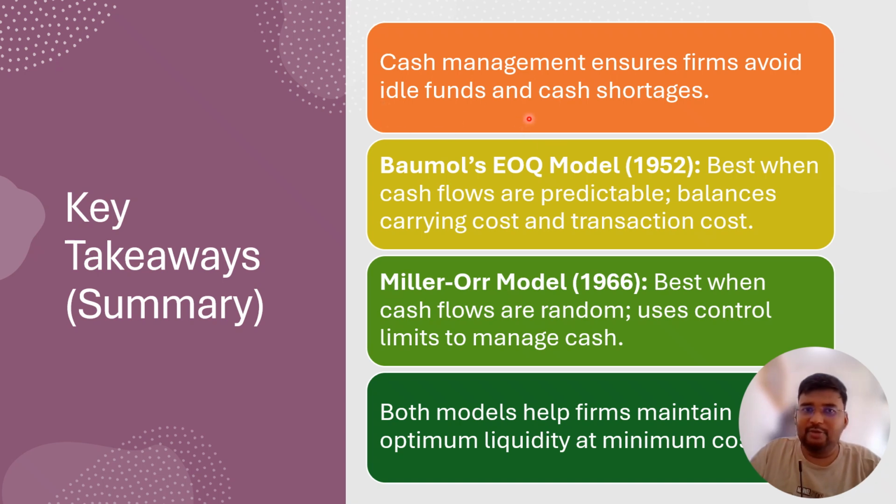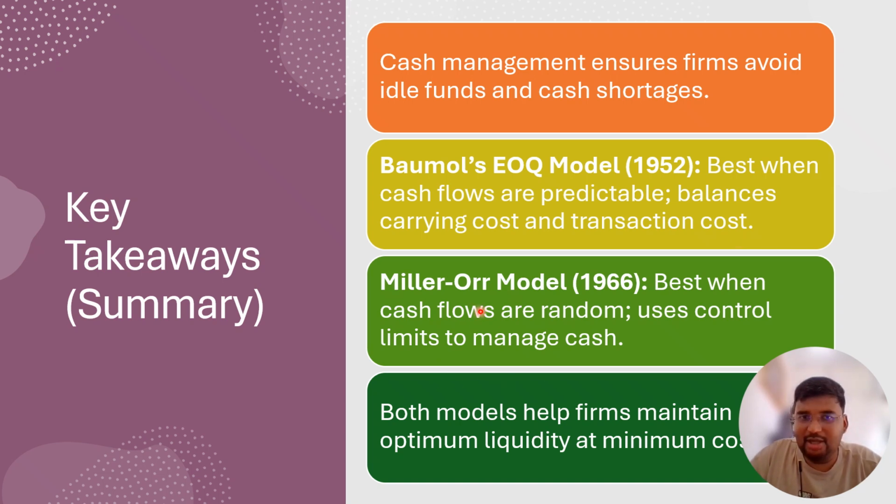here you can see that the purpose of cash management is to make sure that the firm doesn't keep too much cash, doesn't keep idle cash, and at the same time avoids shortages as well. So for that, first we discussed the Baumol's economic order quantity model that was given in 1952. It works best when cash flows are predictable in nature. It balances the transaction cost and the holding cost of the business. Both costs are considered for deciding how much cash should be in the business.